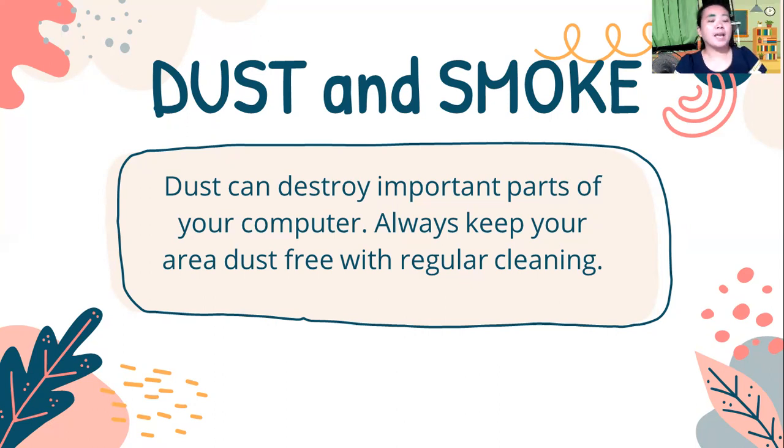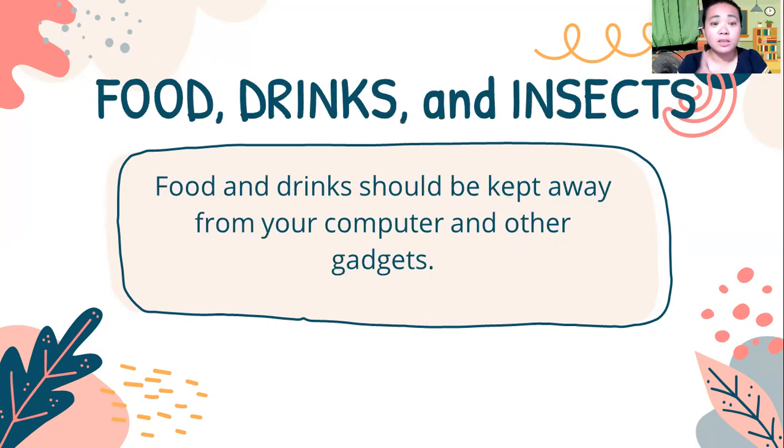Now for number 2, we have here food, drinks, and insects. Food and drinks should be kept away from your computer and other gadgets. Why do we need to keep them away?